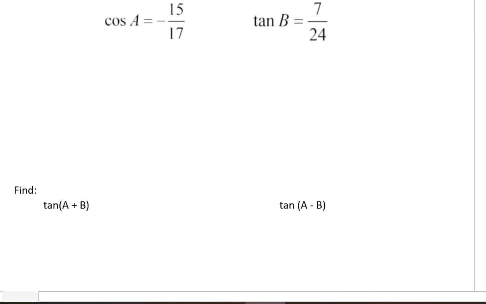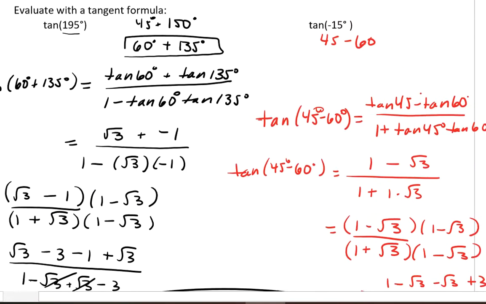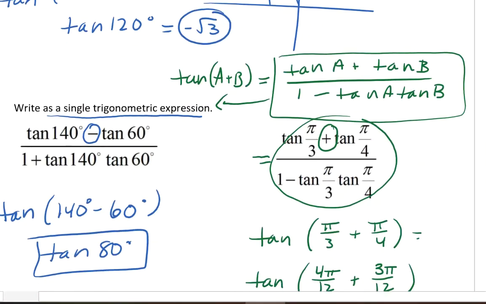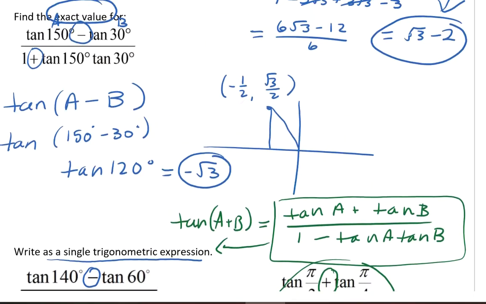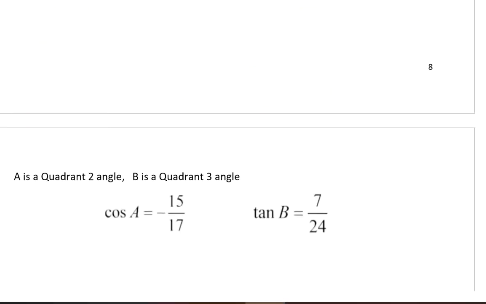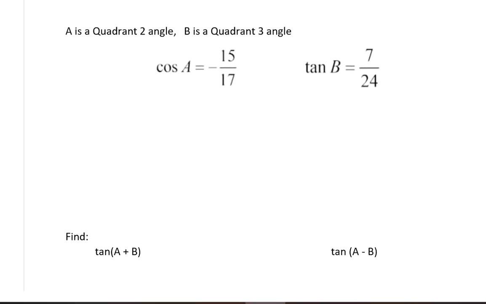And last but not least, here was our doing the formula forwards. Here was our doing the formula backwards, both simplifying it and evaluating it. And then the last type is those triangle types. So just like I did with sine and cosine, I can do these with tangent as well.